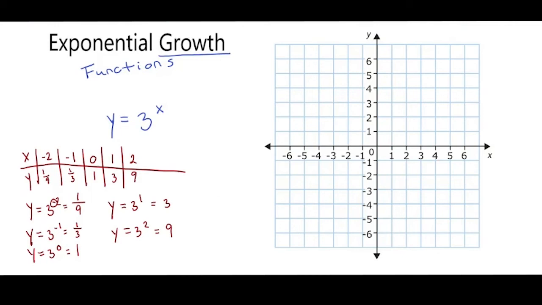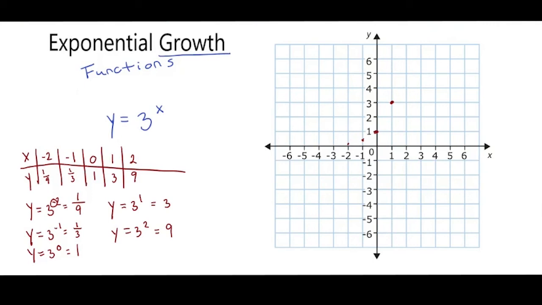So when x is -2, y is 1/9, so just above the line there. When x is -1, y is 1/3, just lower than 1/2. When x is 0, y is 1, right there. When x is 1, y is 3. And when x is 2, y is 9.